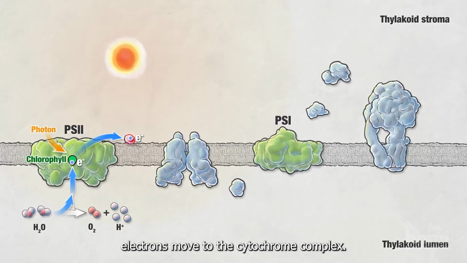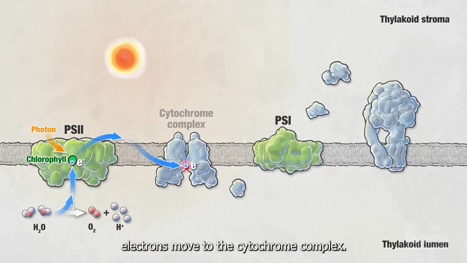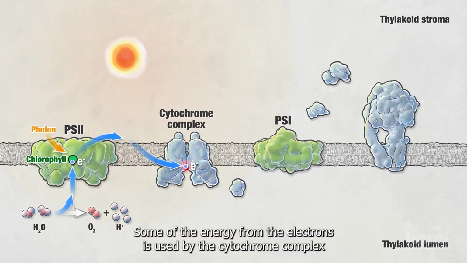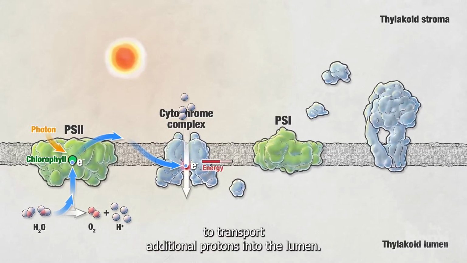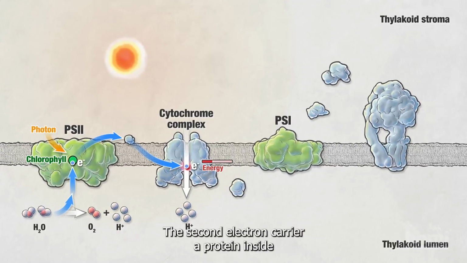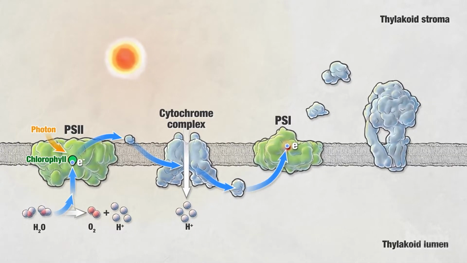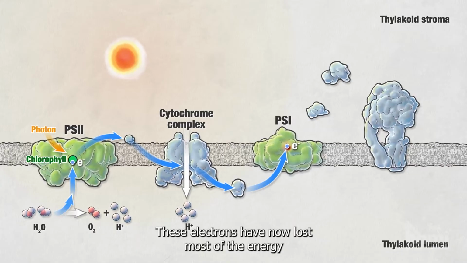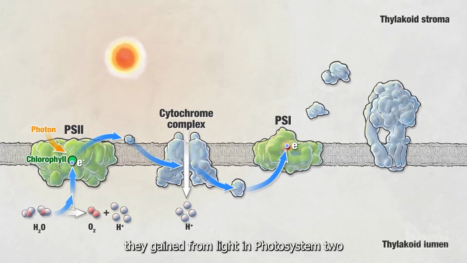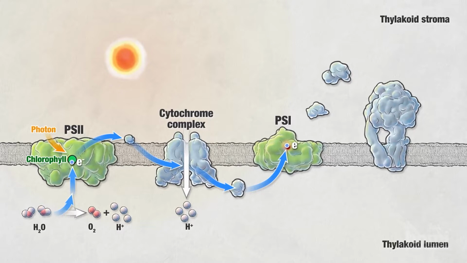The excited electrons move to the cytochrome complex. Some of the energy from the electrons is used by the cytochrome complex to transport additional protons into the lumen. The second electron carrier, a protein inside the lumen, receives the electrons and passes them to Photosystem 1. These electrons have now lost most of the energy they gained from light in Photosystem 2.